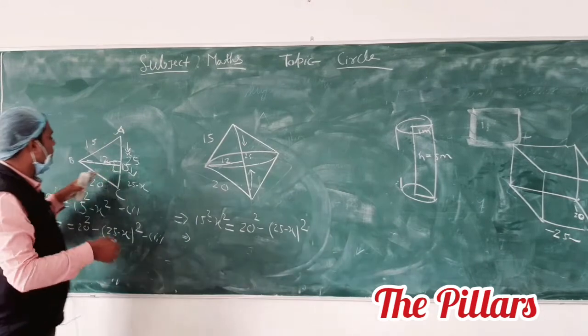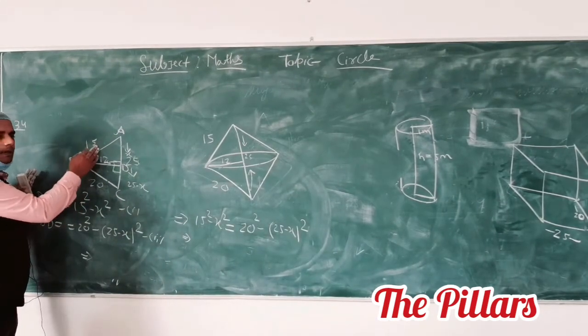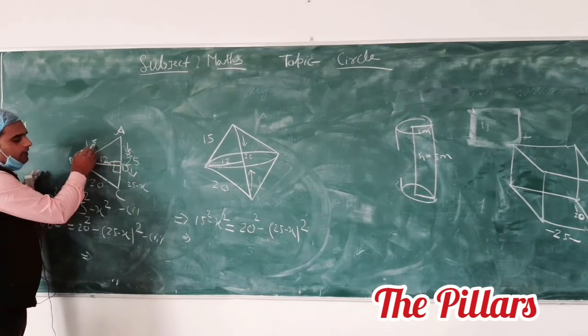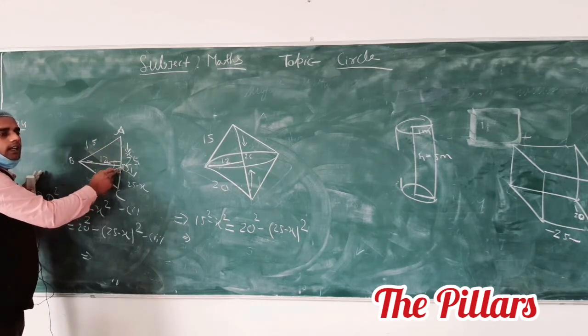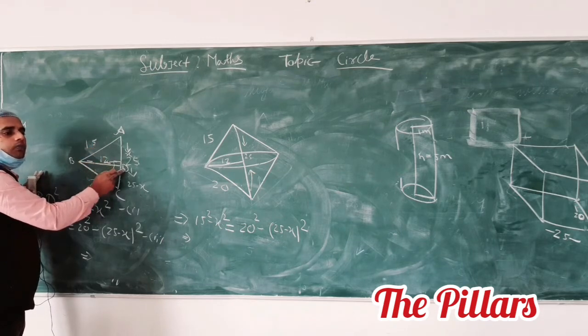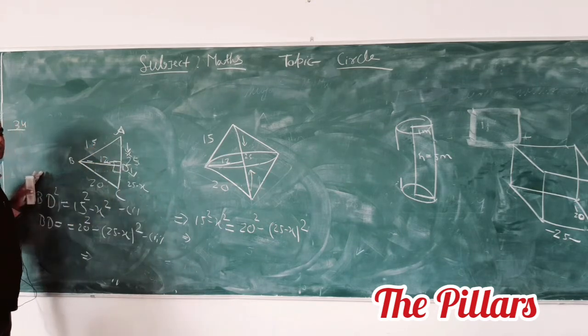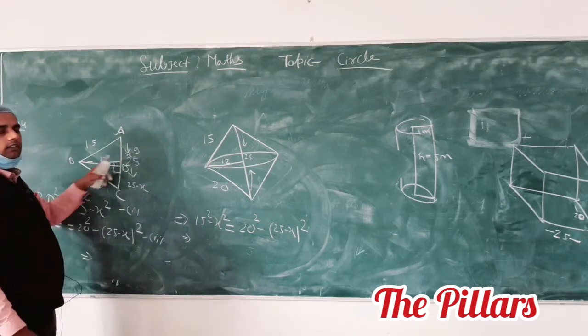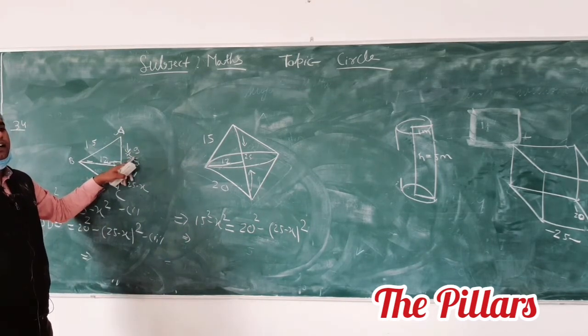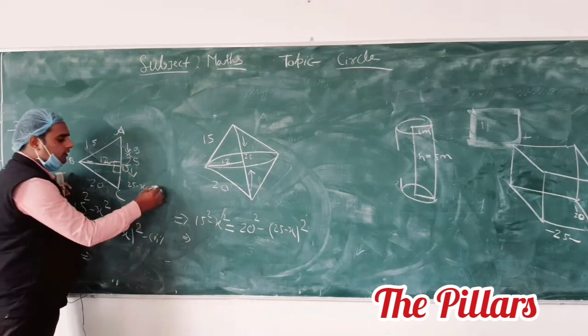Otherwise you have to apply Pythagoras. If 12 is there, then 15 square minus 12 square equals AD. The value of AD is 15 square minus 12 square. It means 225 minus 144 gives 81. It means this length is 9. The value of x is 9. Then this remaining one is 16.